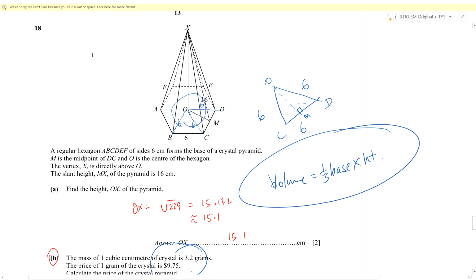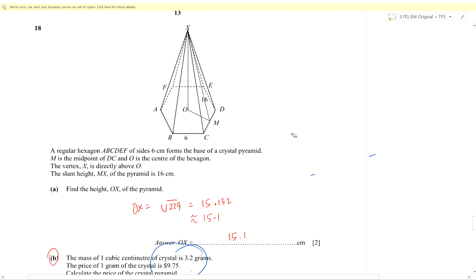What? Square OX. Oh, to get OX, you also needed your OM over here. So this value, let's see, OM is actually root of 6 squared minus 3 squared. So this is root 27. Okay, that's OM. Do you understand this part? Because this is 3 cm, this is 3 cm, and this is 6 cm.